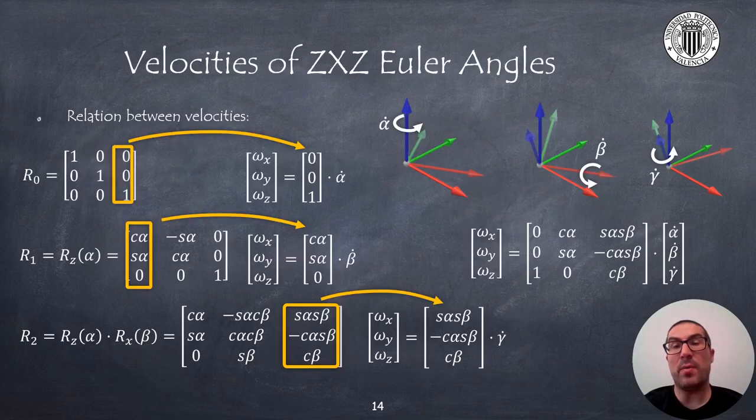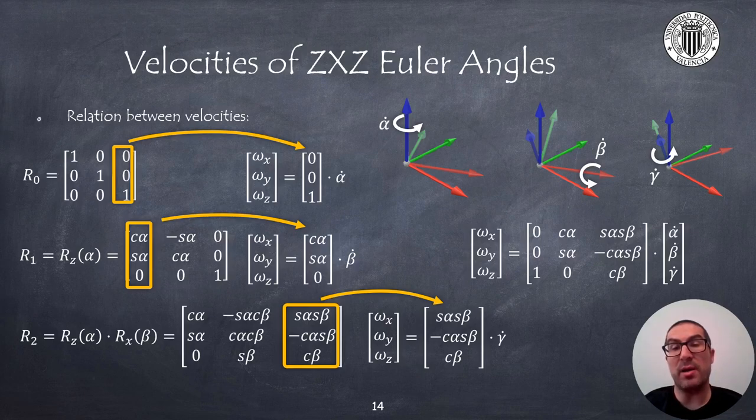For example, a representation of Euler angles ZXZ implies three consecutive turns alpha, beta, and gamma. The first one around the z-axis, the second one around the x-axis, and the third one again around the z-axis. The velocities for each of these angles affect the angular velocities in a different way, depending on the actual orientation of the reference frame. In particular, the velocity of the angle alpha affects directly the z-axis, but the velocity of the angle beta affects the x-axis and y-axis as a consequence of the initial rotation alpha.